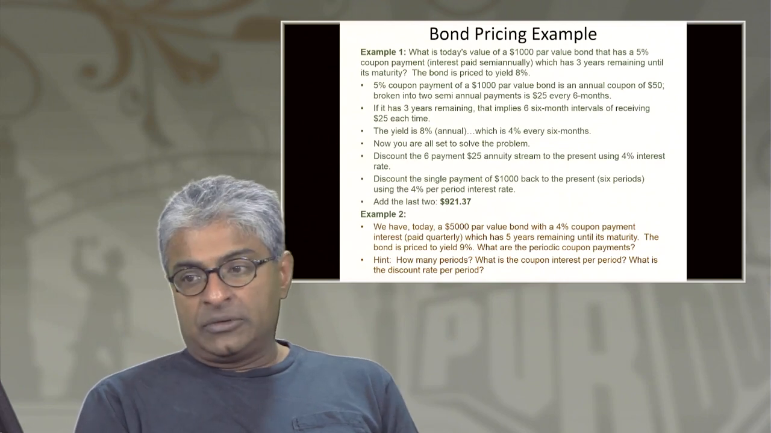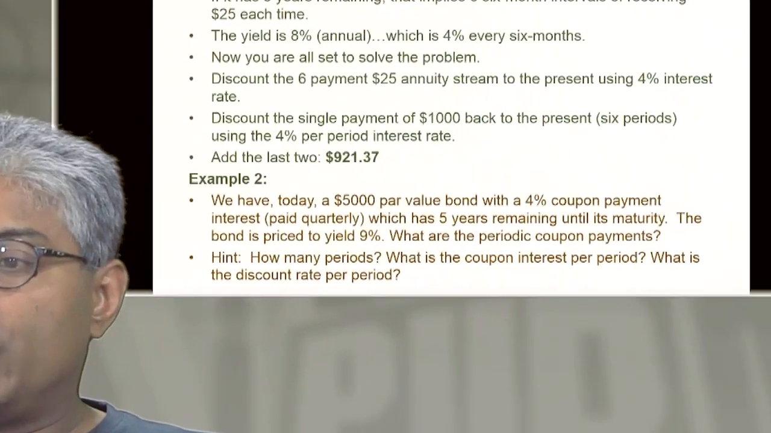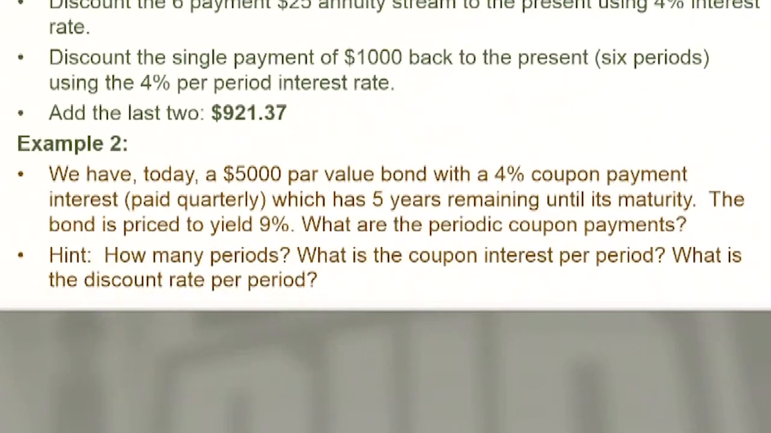Here's another example for you to practice on. We have today a $5,000 par value bond with a 4% coupon payment, interest paid quarterly, which has 5 years remaining until its maturity. The bond is priced to yield 9%. What are the periodic coupon payments?